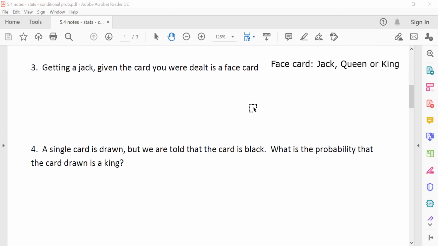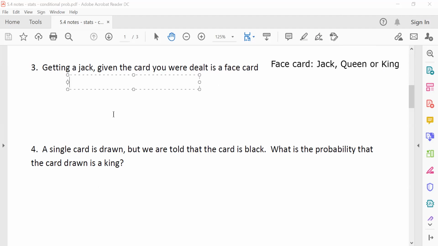Well, let's think about it. There's 4 jacks, there's 4 queens, and there's 4 kings. A third of the face cards are jacks. So if I tell you you're getting a face card, that's for sure happening. Then you should think there's a 1/3 chance it'll be a jack. And yeah, that's exactly what it's going to be.